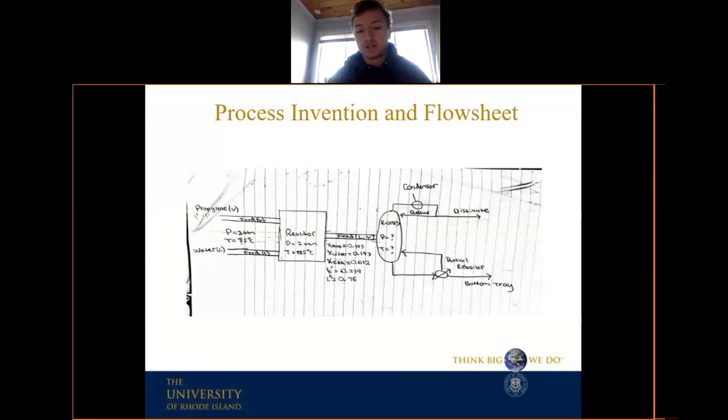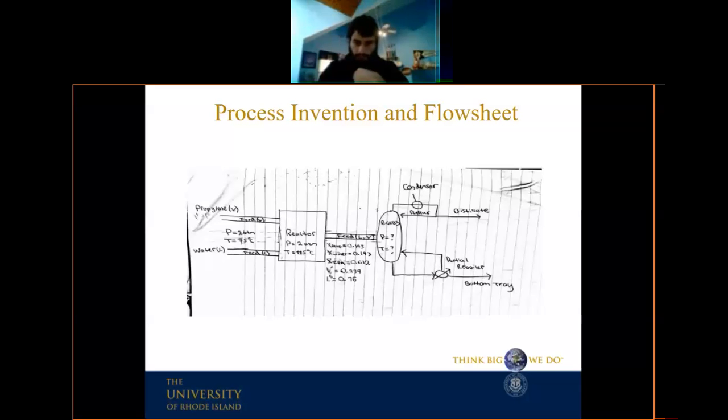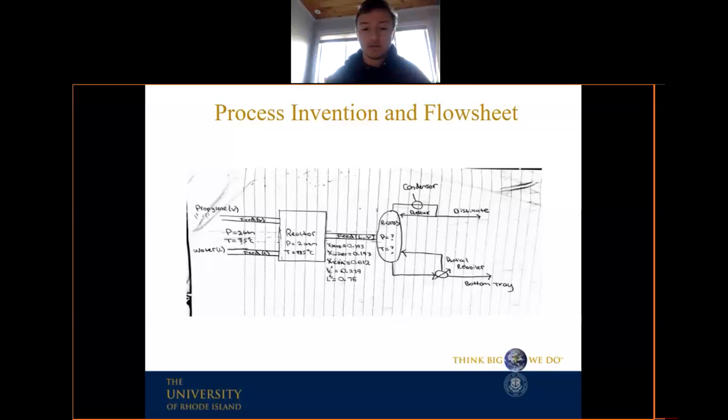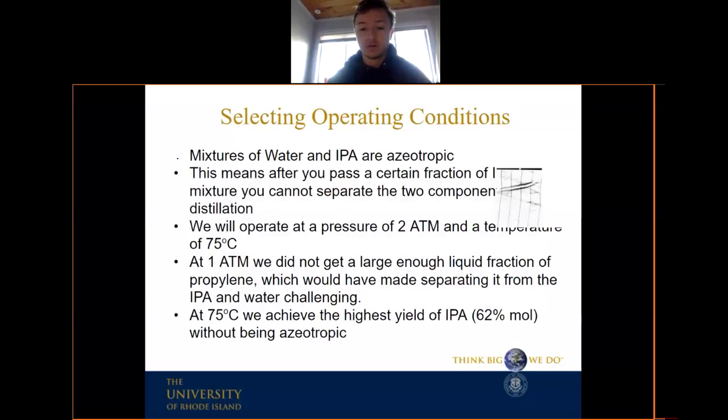Our separator is necessary to make sure that we get the propylene out of the water IPA mixture. We haven't completely finished the separator yet. We're not sure what pressure and temperature we want to run at. And we have not determined, obviously, what will be coming out of the bottom tray and the distillate. Ideally, the distillate will be 99% propylene, and the bottom tray will be mostly IPA and water.